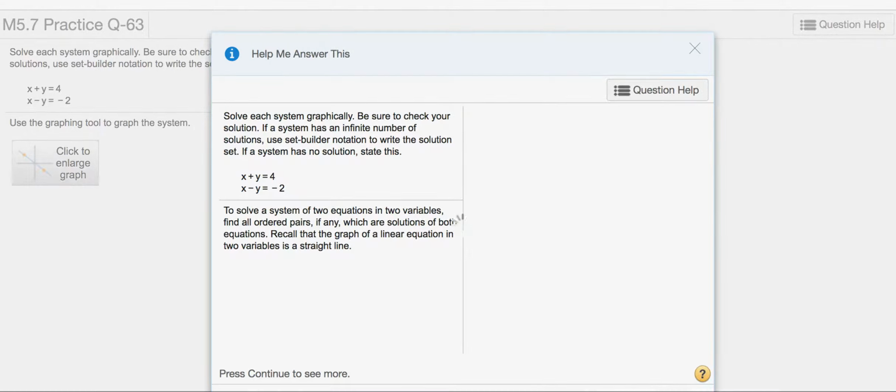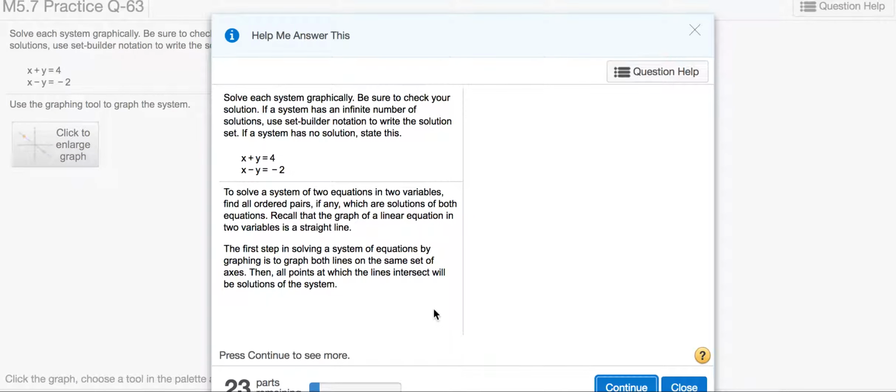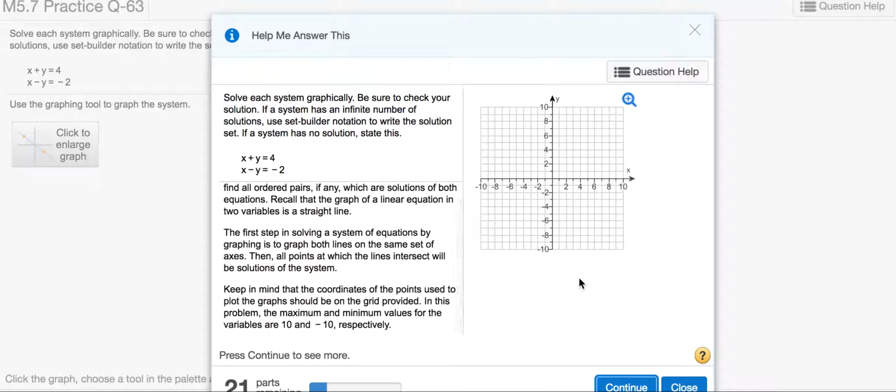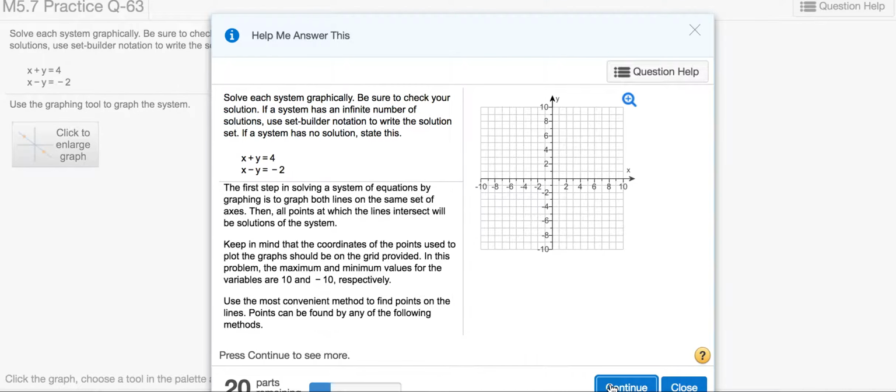So basically, what I'm going to have you do today is try to solve some of these equations and graph them. The first step in solving a system of equations by graphing is to graph both lines on the same set of axes. Then all points in which the lines intersect will be a solution to the system. Lots of language here. Keep in mind that the coordinates of a point used to plot the graph should be on the grid provided. In this problem, the maximum and minimum values are 10 and negative 10, which means when you get ready to plug in numbers here, you can't go larger than 10 or negative 10, because that's as big as this grid is.